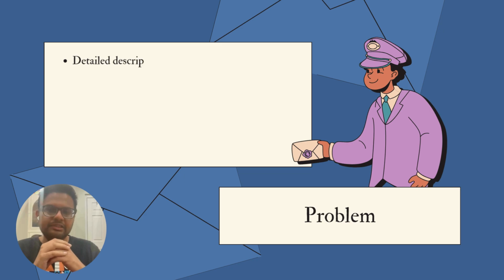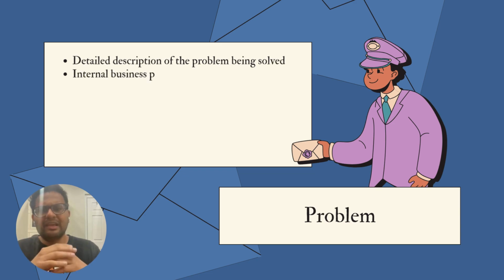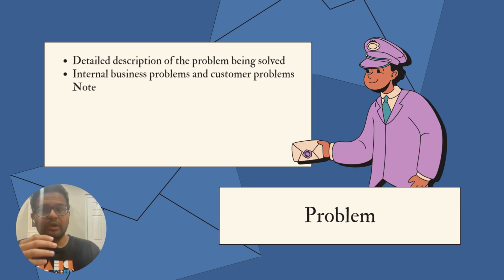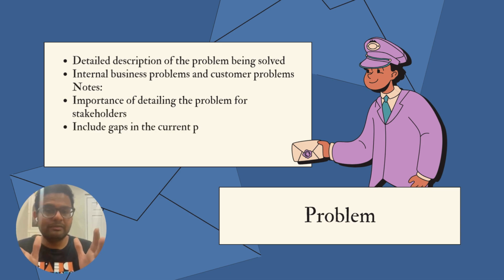Now the next section is the problem section. The problem section is quite self-explanatory. Write as much as you can about the problem you are trying to solve. The more details you can provide, the better you are building the case for your product: why you need this product to be built. That's the statement we are making in this section.